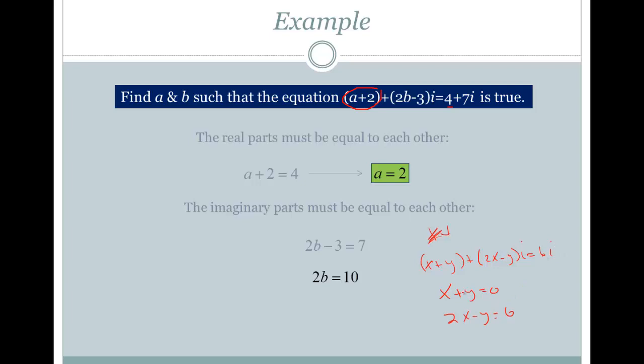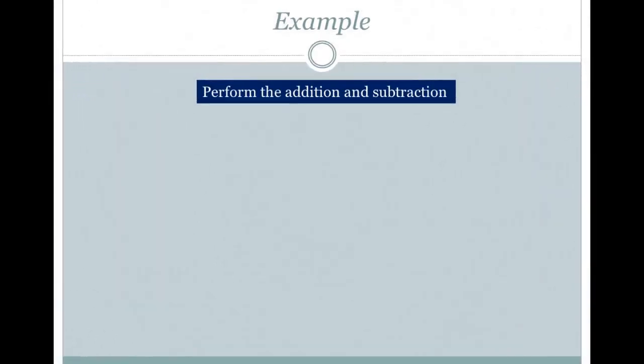And then I just simply get two equations with two unknowns. Not a big deal. I'm still setting the real parts equal, I'm still setting the imaginary parts equal, and then I'm solving. Okay? Let's do some addition and subtraction.